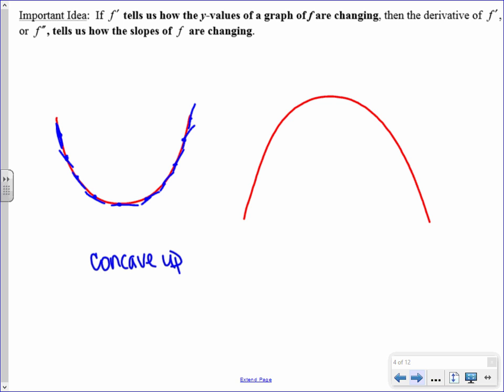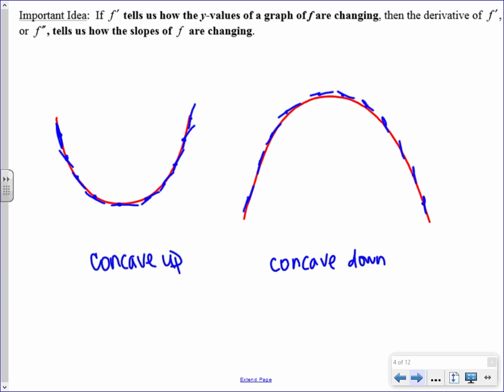Opposite thing happens here, concave down. As I draw these slopes, they get less steep and less steep. These numbers are decreasing. Then we hit negative. The steeper it gets, the smaller the number is. Okay? So concave up, our slopes increase. Concave down, our slopes decrease.